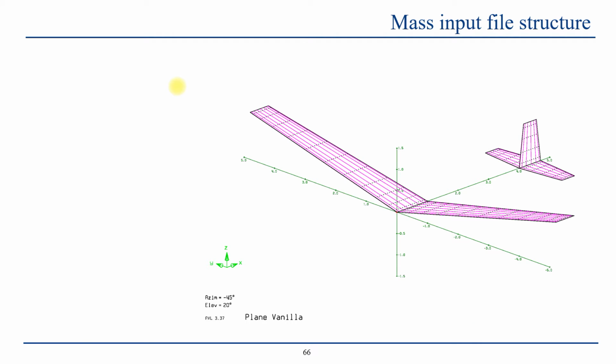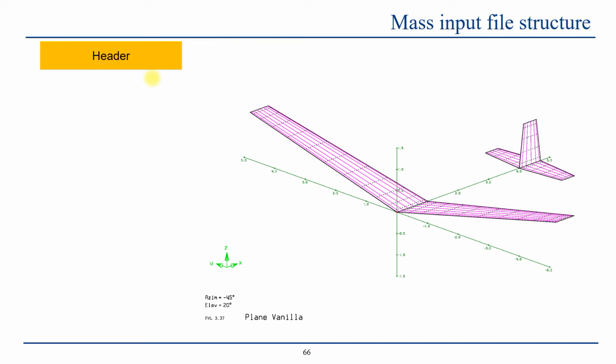Now, what is the structure of a mass file? We discussed the structure of the AVL or geometry file last time. Now, how would you describe or define a mass file for your aircraft? Similar to the AVL geometry file, the mass file has a header.